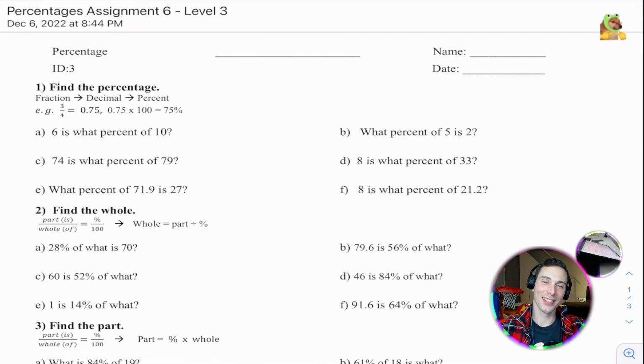Hey, assignment 6, percentages. Let's get to it. Let's math it up.